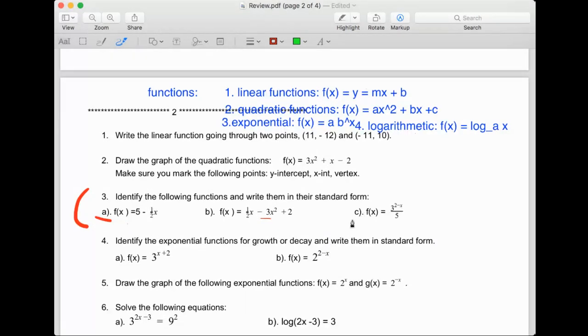Number 3 is kind of troublesome. What kind of function is it? Is it exponential or logarithmic? Exponential. With logarithms, we see log or ln. So this is exponential, because we see x in the exponent. So how do we figure out this one?